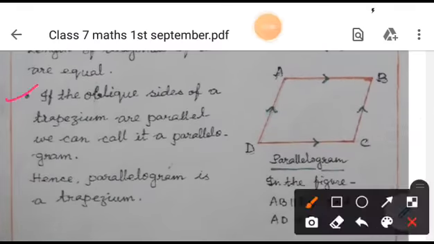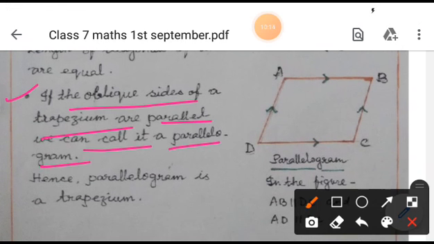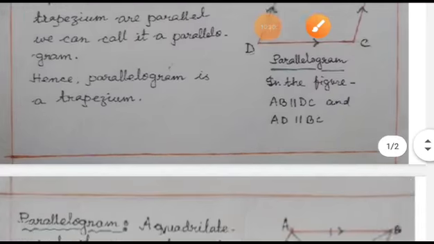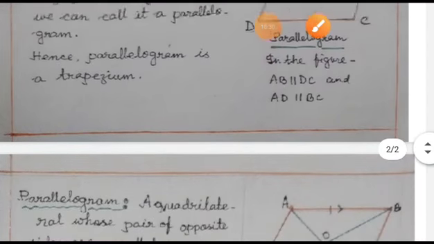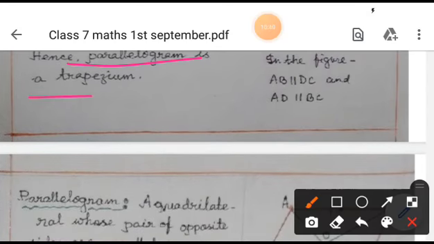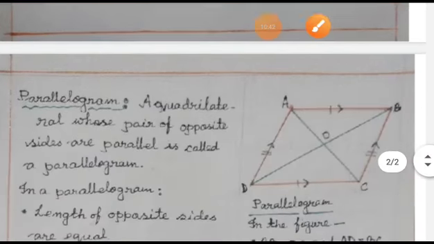Next, if the oblique sides of a trapezium are also parallel, then we call it a parallelogram. So here the oblique sides, that is the non-parallel sides, also become parallel, and such a figure is called a parallelogram. Here you will get two pairs of parallel sides, like AB is parallel to DC and AD is parallel to BC. You can see the opposite sides are parallel and also equal in length, right? So you can say that hence a parallelogram is a trapezium. A parallelogram is also a trapezium.